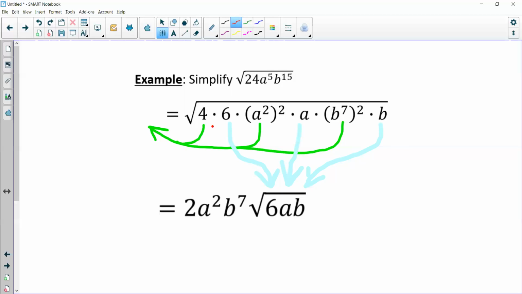So I will end up with square root of 4 gives me 2. Square root of a squared squared is a squared. The square root of b to the 7th squared is b to the 7th. And I'm left with 6ab under the radical, because there are no more perfect squares under the radical.